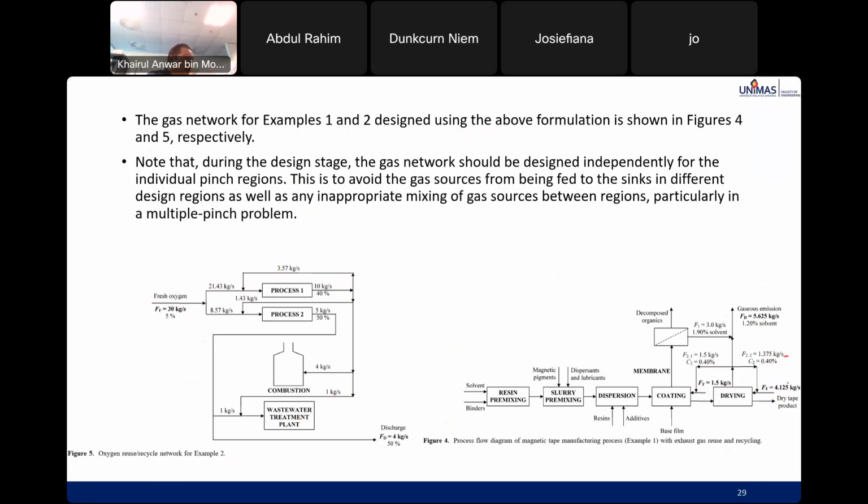1.375 here and 4.125. Once you add it, then 5.5 minus 1.5 and 1.375 is actually equal to 2.625, which is the value for FC below the pinch.